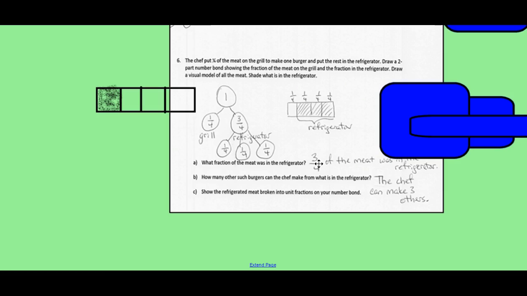Part B says how many other such burgers can the chef make from what is in the refrigerator? Well, we know that if we broke this 3/4 apart into different unit fractions, we would have 1/4, 1/4, and 1/4. So that would give him 3 other burgers to make out of what was left in the refrigerator. So it says show the refrigerated meat broken into unit fractions on your number bond, and that's what we did up here when we broke 3/4 into 1/4, 1/4, and 1/4.